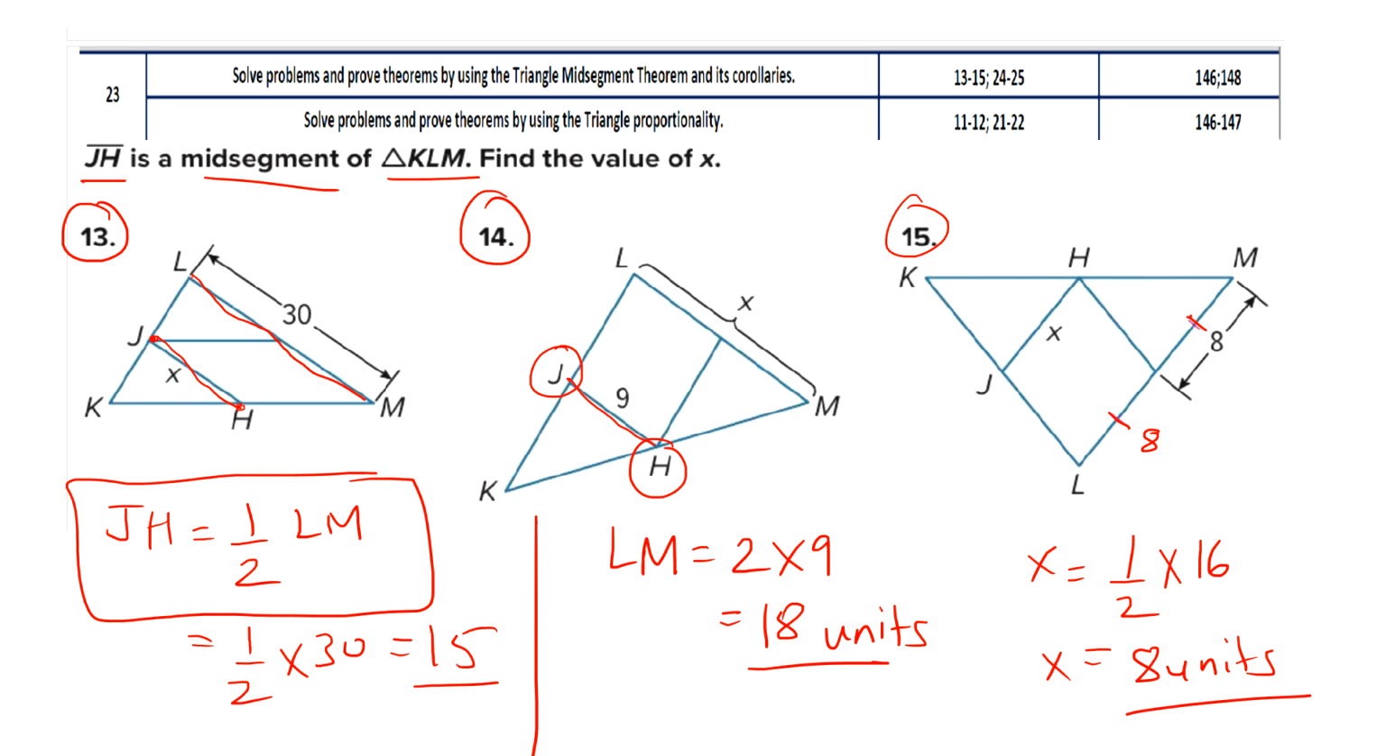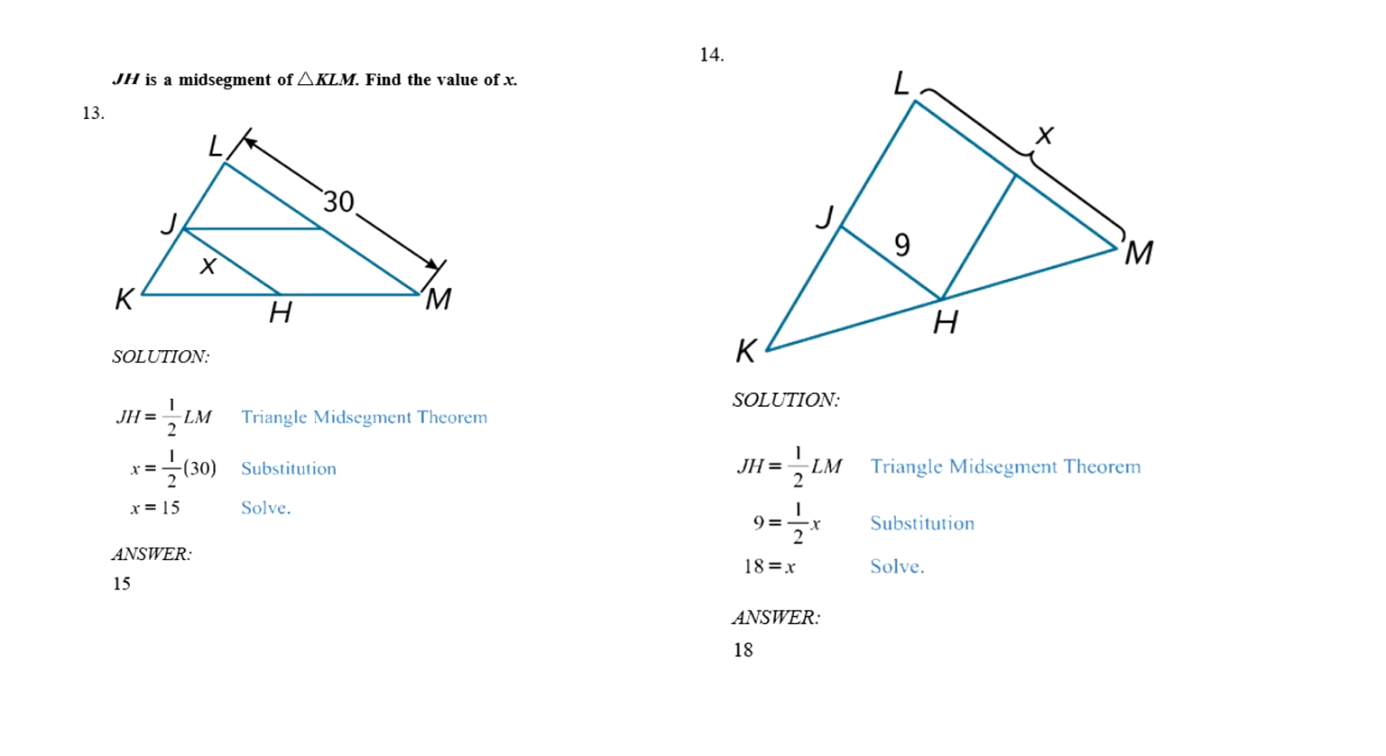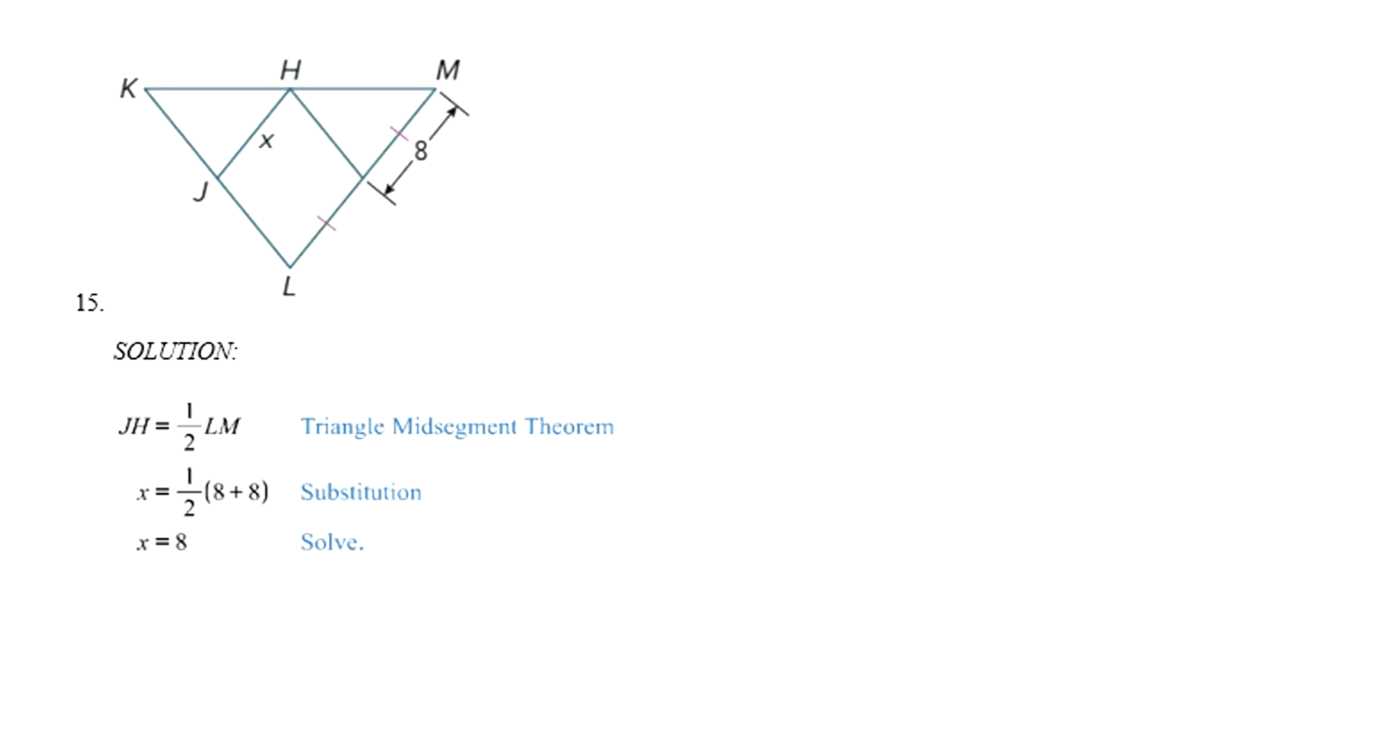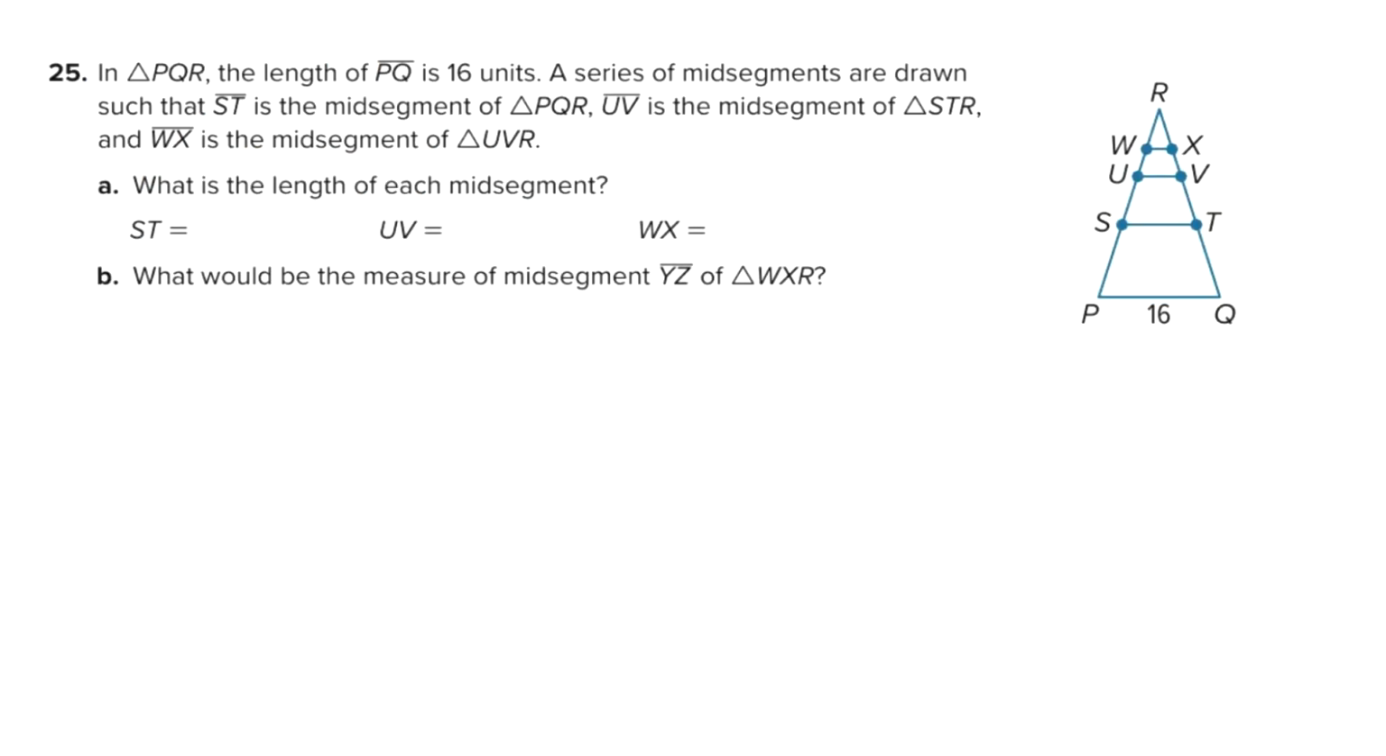So let me give you the proper answer key here. This is your triangle mid-segment theorem. When you get a question in FRQ, make sure you write the formula and state the theorem. And finally, the answer for question 13, as you see in this answer key, is 15. For question 14, it is 18. For the last question, question 15, the length is 8, and I've already shown you how to solve it. Okay, so let's solve the next question.